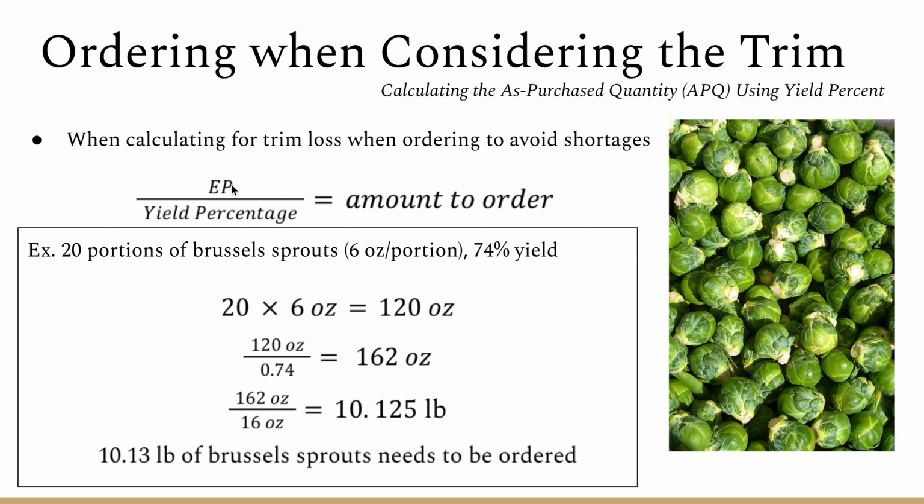So plugging into our equation now, I take that 120 ounces divided by the yield percentage, 74%, and that brings me to 162 ounces. To understand this a little better, like for an order guide, I'm going to convert this into pounds. 162 ounces divided by 16 brings me to 10.125 pounds. Keeping this at the nearest hundredth, there needs to be 10.13 pounds of Brussels sprouts ordered in order for me to make 20 portions of 6 ounces.